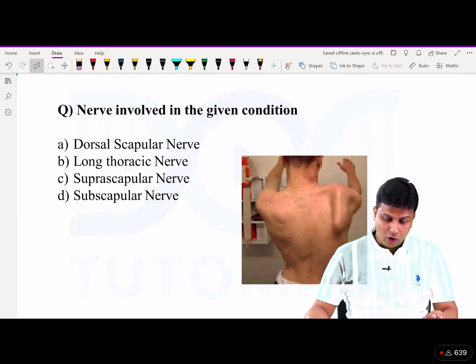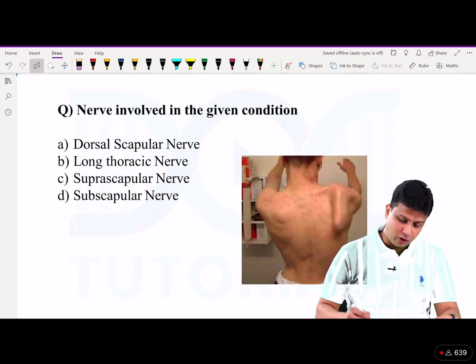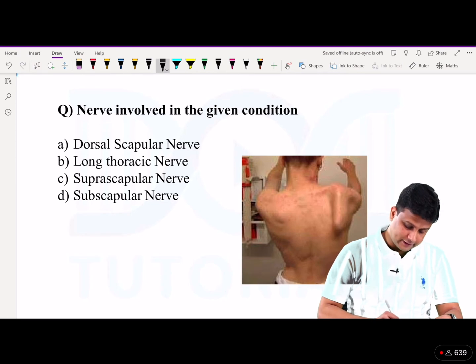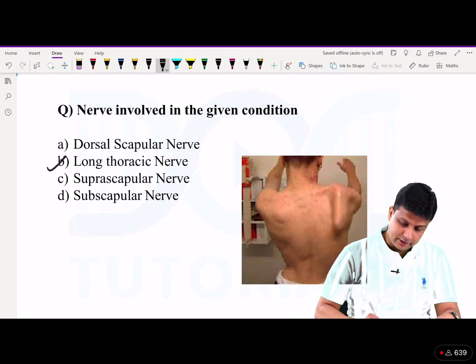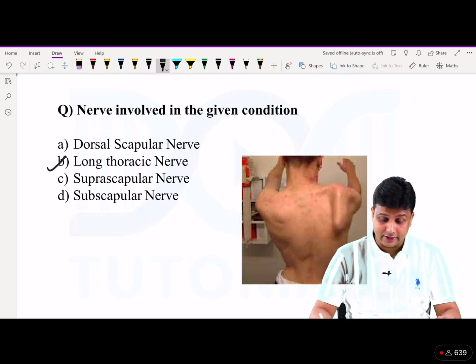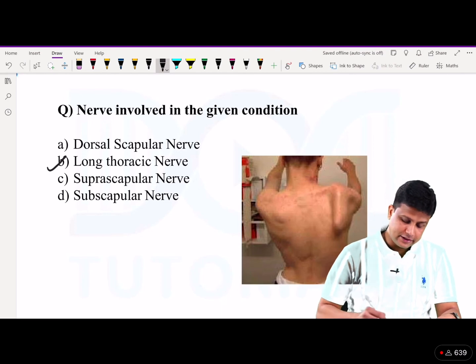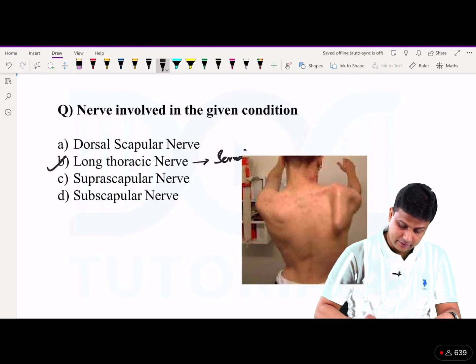And winging of scapula, yes, what is the nerve involved? It is the long thoracic nerve involved, guys. Long thoracic nerve which is involved, and this is the nerve which is coming from your C5, C6 and C7, guys. Okay. So winging of scapula, the long thoracic nerve is involved, and this nerve will be actually supplying to a muscle. That muscle is nothing but your serratus anterior muscle, guys.